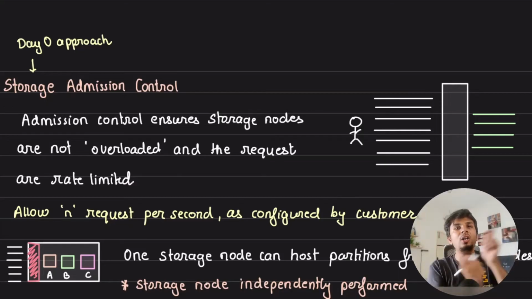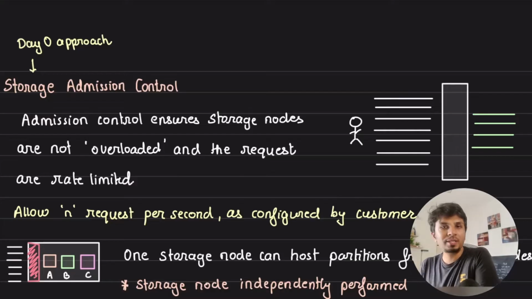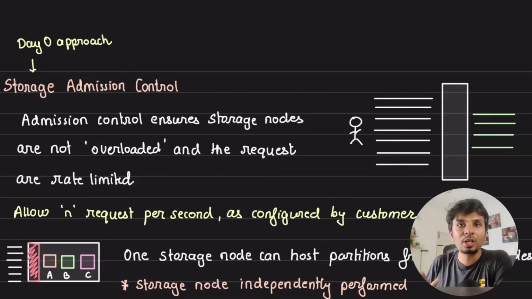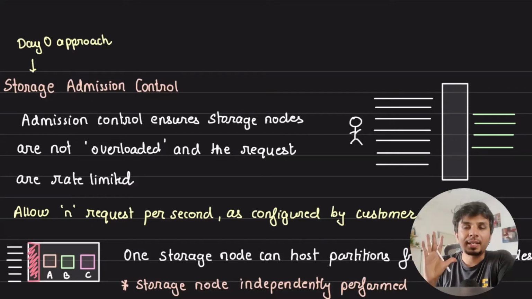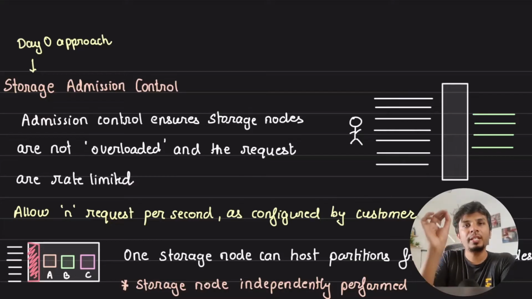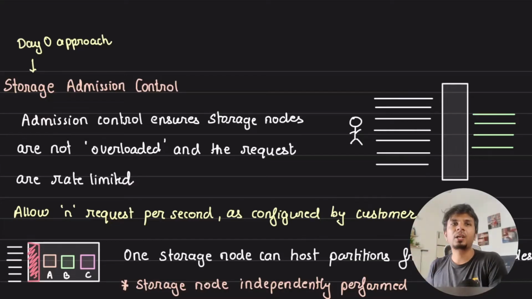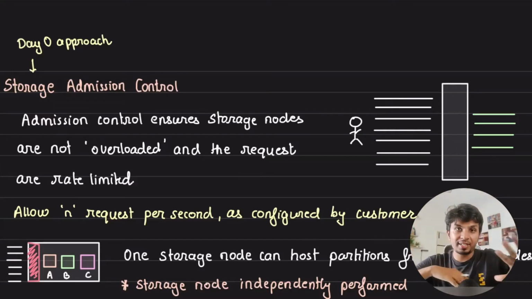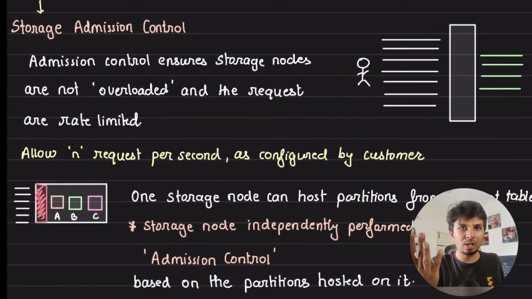So we get a lot of requests. The request at the end has to be served by the storage nodes, but you cannot over bombard, or you cannot bombard a lot of requests on storage node, otherwise it would go down. How do you rate limit that? That's the concept of storage admission control, right? Okay. So admission control ensures that your storage nodes are not overloaded and the requests are rate limited. But how? Let's talk about it.